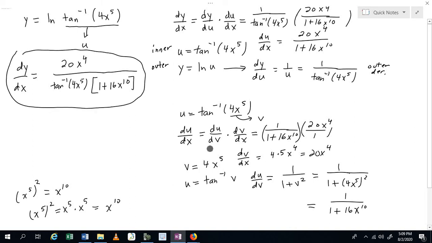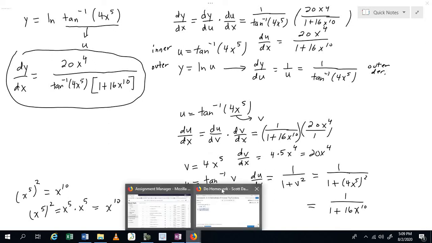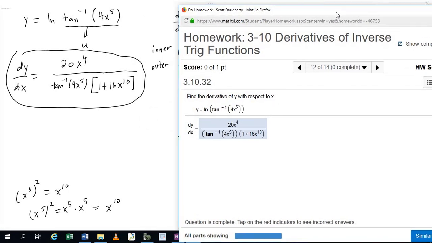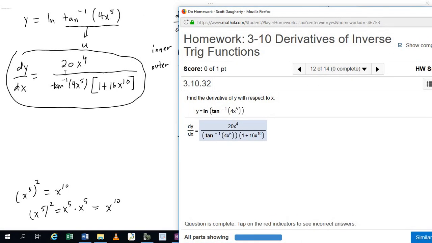Okay, let's check it and see. I'm going to go back to my math lab and see if that's the correct answer. So yes, you can see that's correct, right? 20x to the fourth over inverse tangent of 4x to the fifth, and that's multiplied by 1 plus 16x to the 10th.